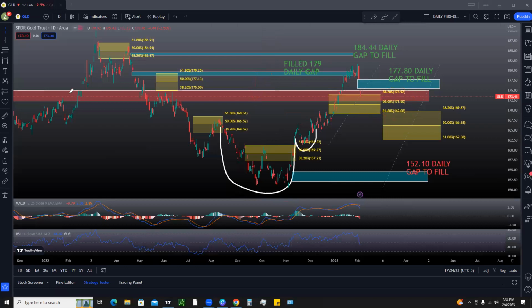Well, this red one was a supply zone that we pushed down previously in the past multiple times, and price just kept getting pushed lower each time we entered into it. So I was tracking gold and made it one of my last gold videos. I said, hey, are we going to find resistance and find a supply imbalance up here, or are we going to be able to push up and potentially fill our gap on the daily chart to 179?